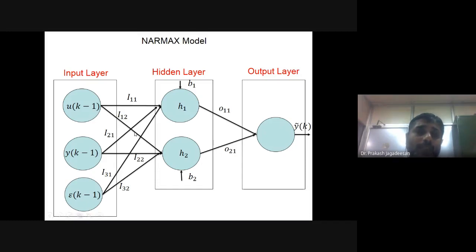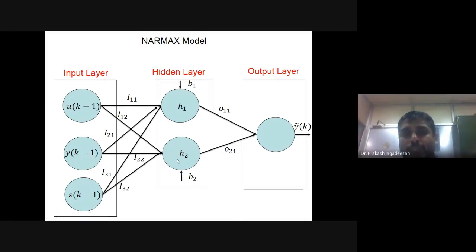In the case of NARMAX, we have to feed this epsilon, which is nothing but the error between the actual output y and y tilde, so epsilon(k-1). So there are 3 inputs here: u(k-1), y(k-1), and epsilon. This epsilon is nothing but the difference between y minus y tilde. That is very important. As a result, the number of parameters changes, because we have to connect this epsilon to the hidden layers. This input also has to be connected to all the hidden layers.